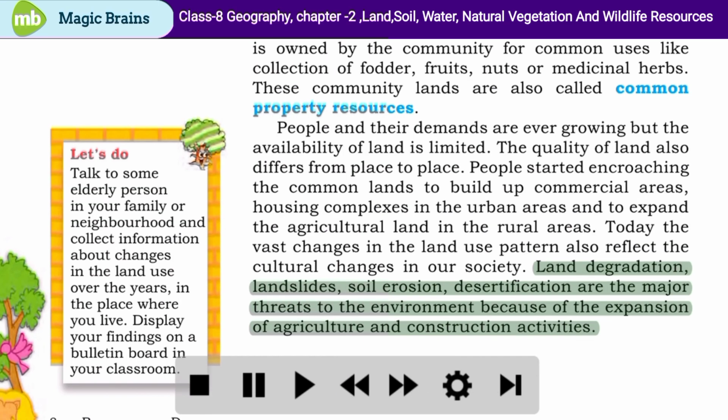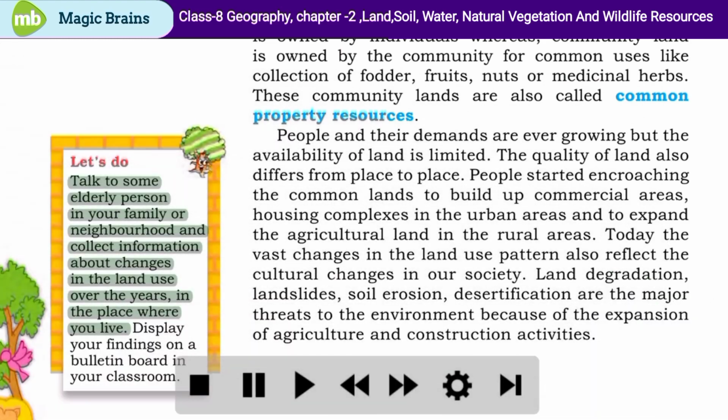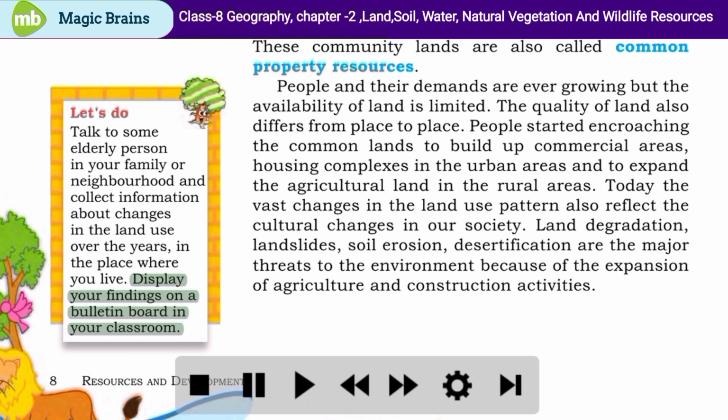Land degradation, landslides, soil erosion, desertification are the major threats to the environment because of the expansion of agriculture and construction activities. At the bottom, there is a yellow box which reads, "Let's do." Talk to some elderly person in your family or neighborhood and collect information about changes in the land use over the years in the place where you live. Display your findings on the bulletin board in your classroom.